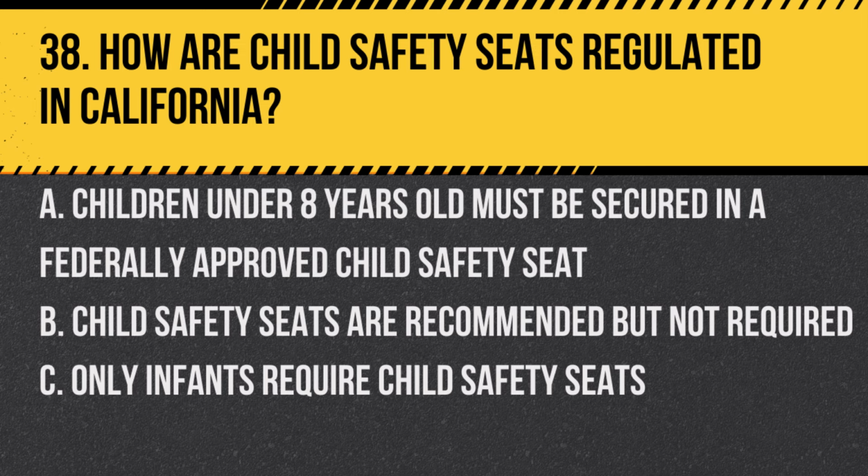Question 38. How are child safety seats regulated in California? A. Children under 8 years old must be secured in a federally approved child safety seat. B. Child safety seats are recommended but not required. C. Only infants require child safety seats. Answer: A. Children under 8 years old must be secured in a federally approved child safety seat. This law is designed to protect young children in the event of a crash.